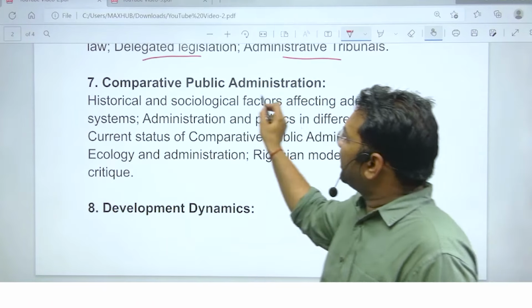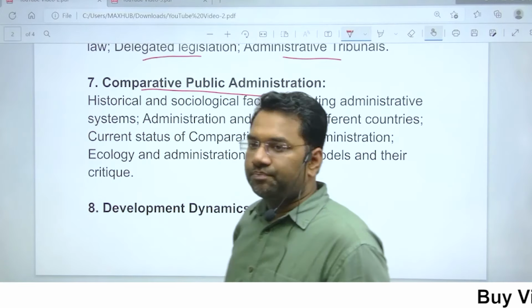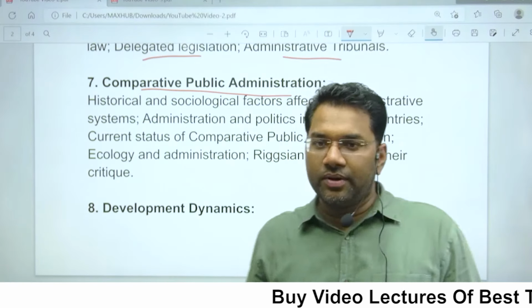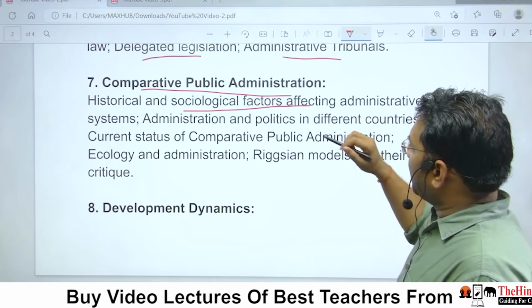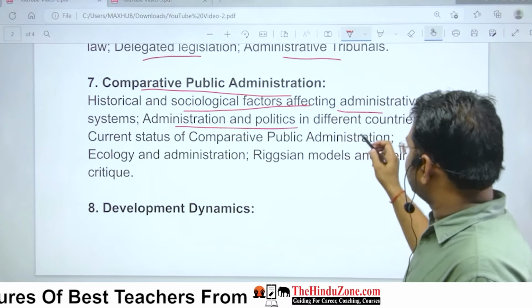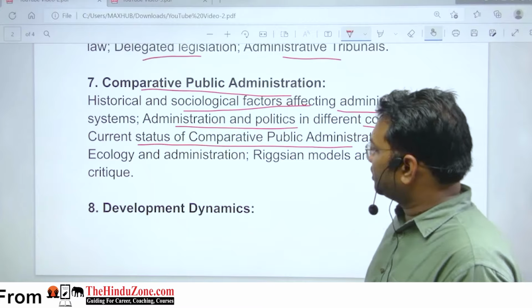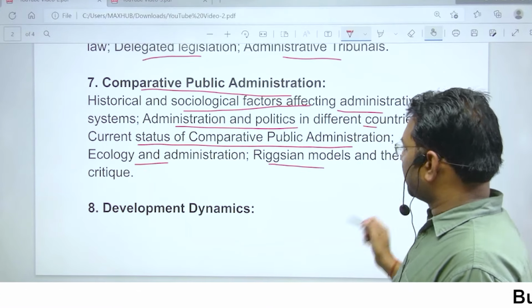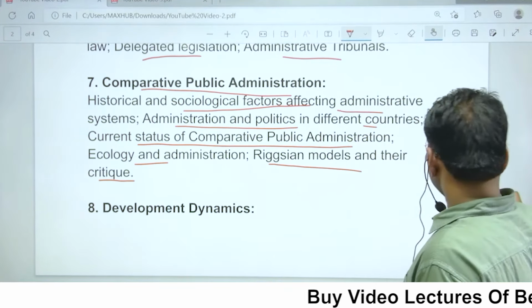Then we will have the comparative public administration, in which basically we will be having the comparative study with that of other disciplines, right? So historical and sociological factors affecting the administrative system, administration and politics in different countries, then the current status of comparative public administration, then ecology and administration, then we will have the Riggsian model and its critique. Okay, so we will be talking about all those things.